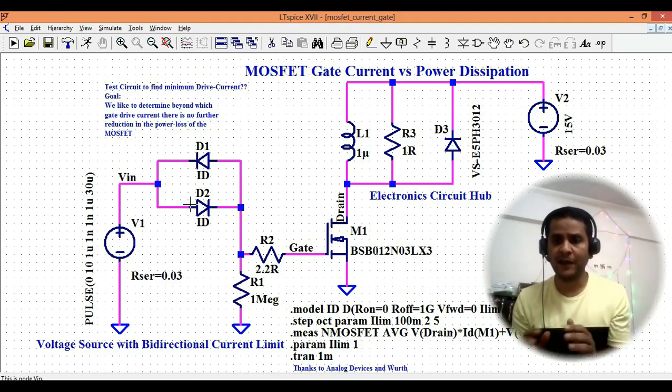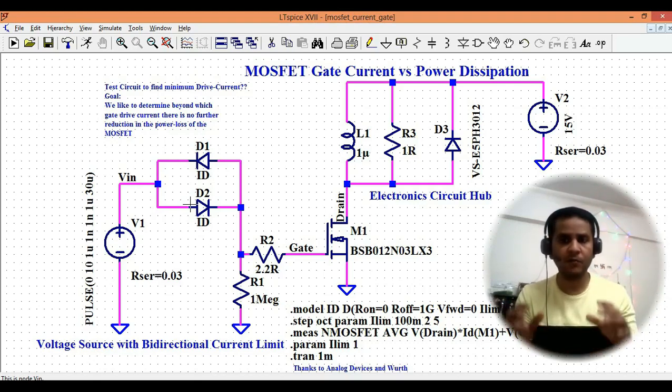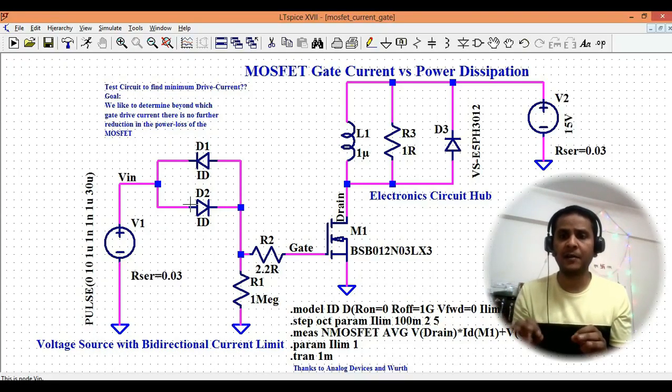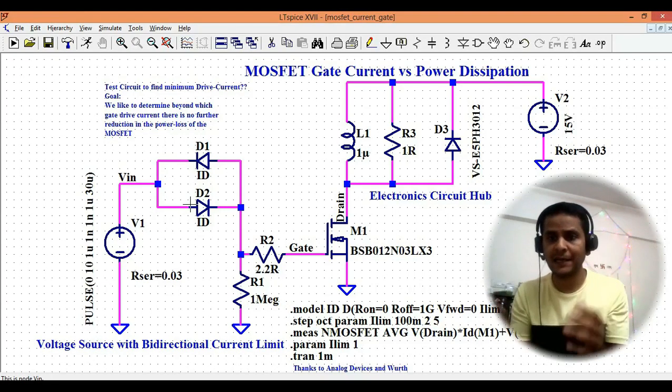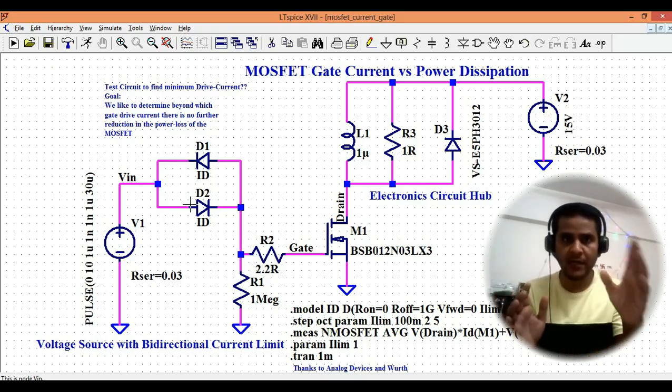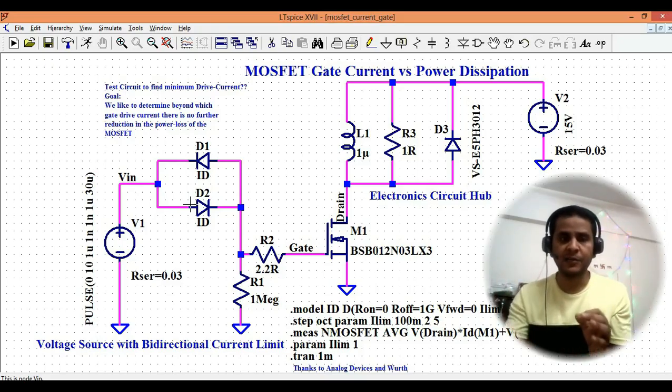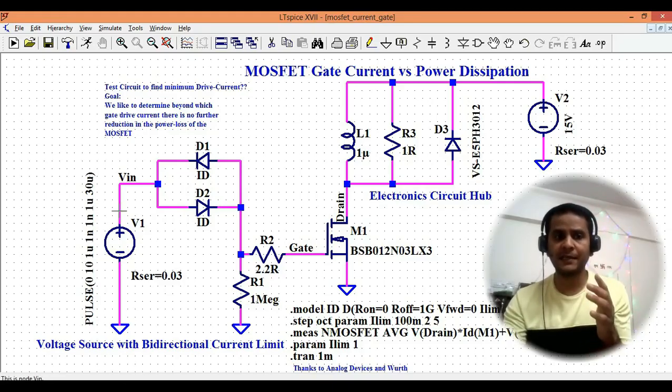If I say positive and negative direction, what do I mean? It means it can limit the current when your MOSFET is sourcing the current. It can also limit the current when your MOSFET is sinking the current. So D1 and D2 along with the voltage source V1, I have used to limit the current in both directions, in the source way and in the sink way.